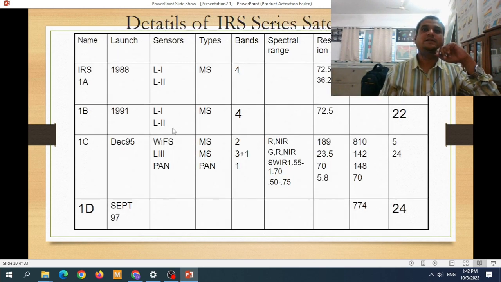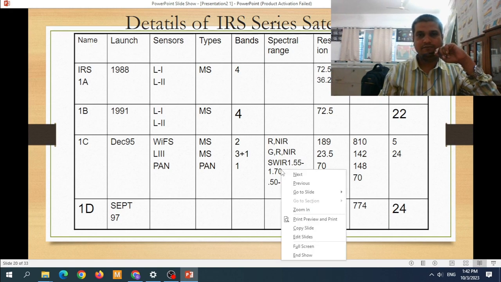Okay, and the details of this are in the table. You have to remember name, launch, sensor. In that you have to remember name, sensor, resolution, swath and revisit day. You can remember it in this way: IRS 1A, 1B, 1C, 1D. This is the launching day. You have to remember sensor, then type, band. Here you can see IRS 1A: LISS-1, LISS-2, MS 4 bands, and revisit 22 days. Okay, 1B 22 and 1D 24.